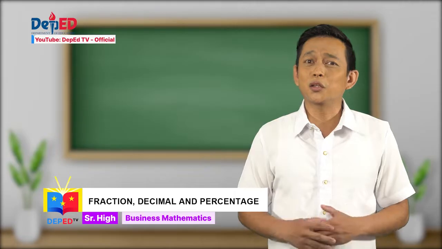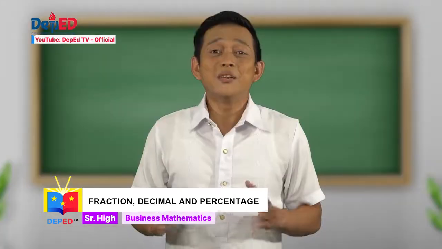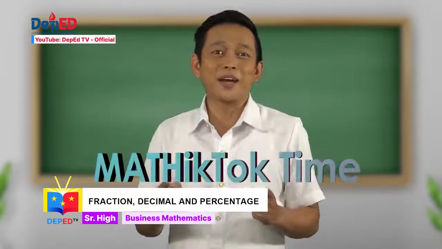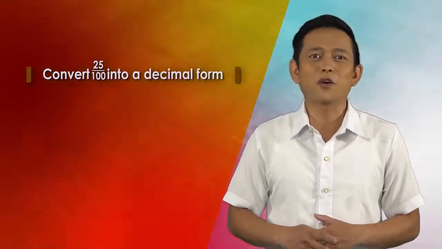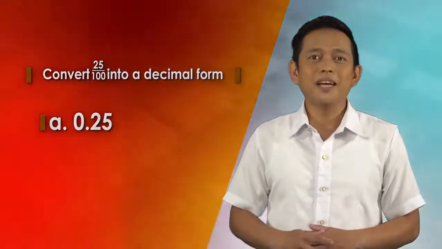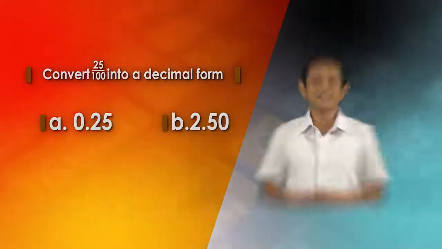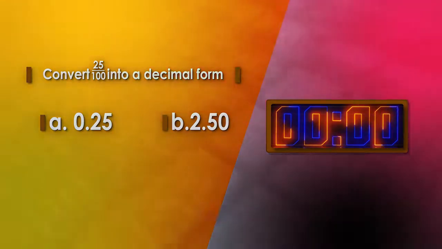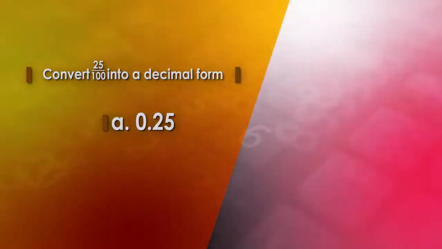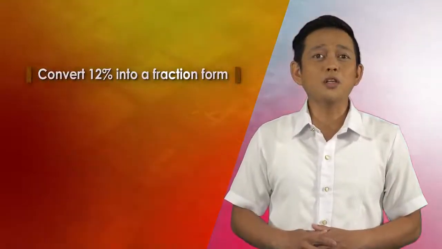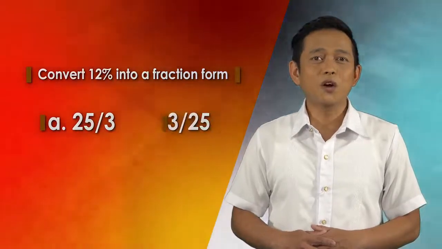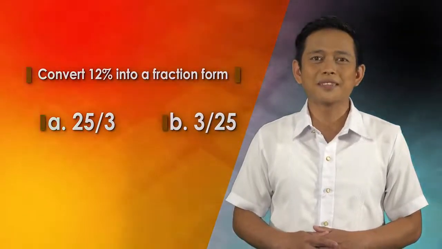Since I know that you mastered all the topics that we have discussed for today, let us try to answer the following for knowledge check. It's Math TikTok time! Are you ready? Let's do it! Convert 25 over 100 into a decimal form. A is 0.25 and B is 2.50. Convert 12% into a fraction form. A is 25 over 3 or B is 3 over 25.